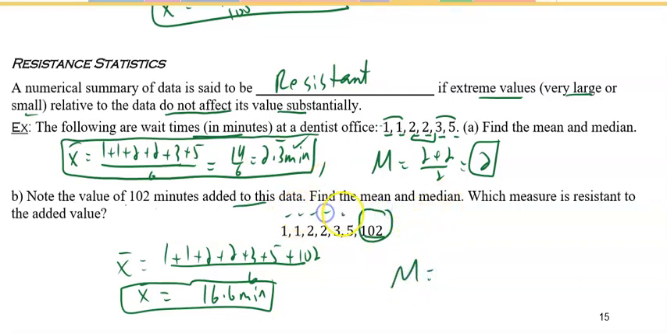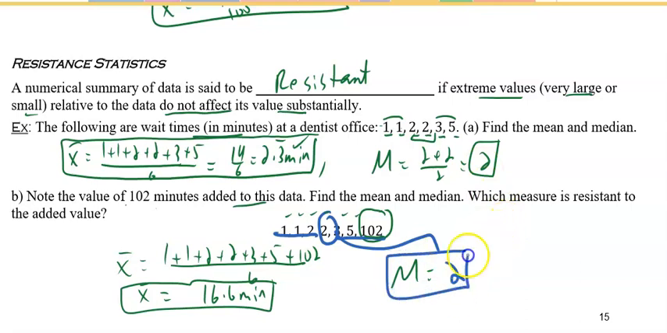1, 2, 3, 4, 5, 6, 7. So if I look at the bottom 3 and the top 3, the median is a 2. Notice it didn't get affected. So the median is resistant, and the mean is not resistant.